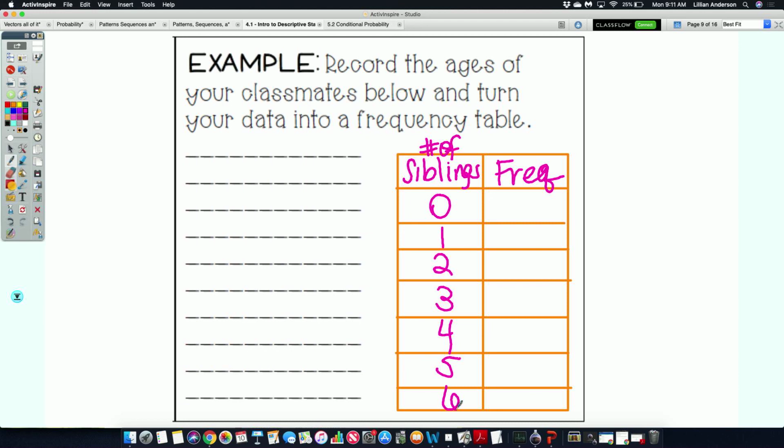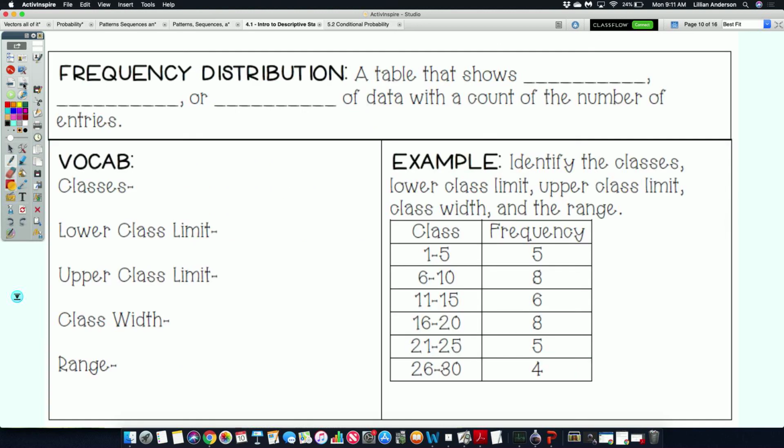How many zeros? How many people are only child? 2. How many have one other sibling? 3. How many had 2 siblings? 4. How many had 3? 1. And how many have 4? 1. How many have 5? 1. How many have 6? 1. Does it add up to be the 13 people in the class? Yep. Very good. See? Nice and simple. For now.